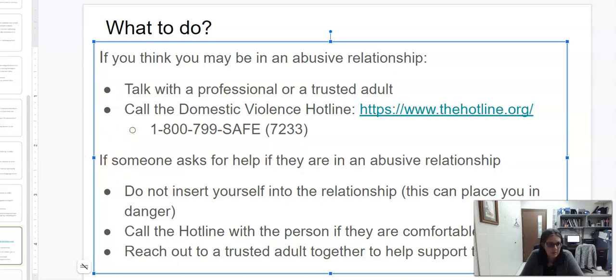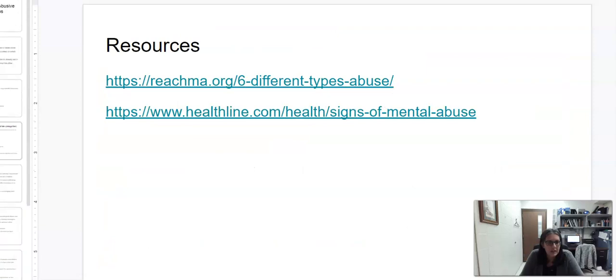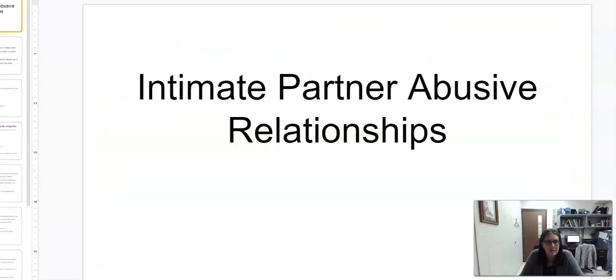Super, super important. We don't expect you to know what to do, especially at your age. And I think that's part of what abusers count on. And I always think, to me, a big red flag at your age is if you have someone that's considerably older trying to date you as a teen. That's a red flag.